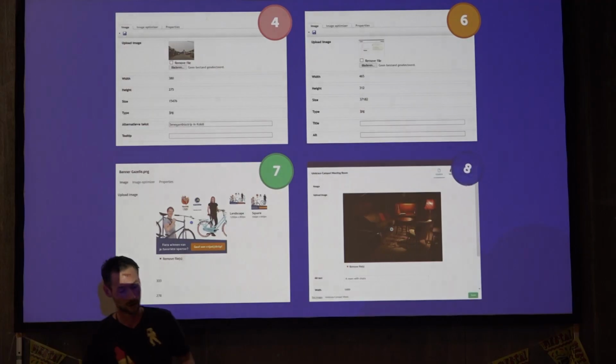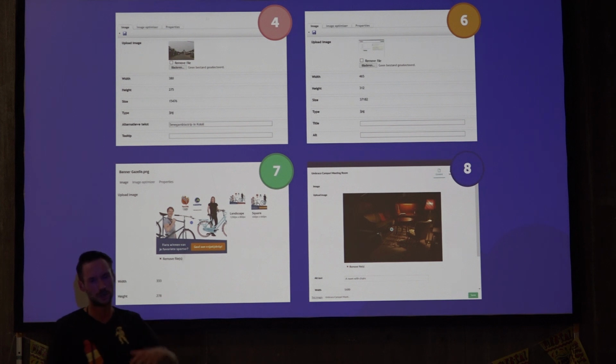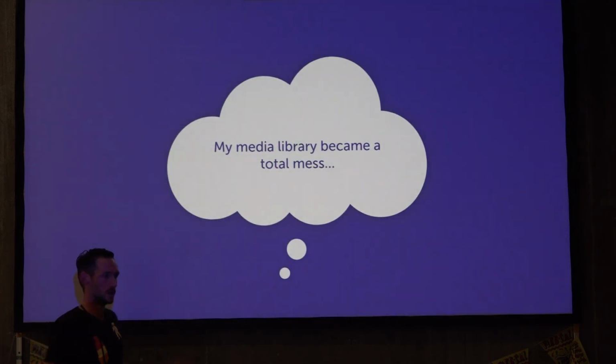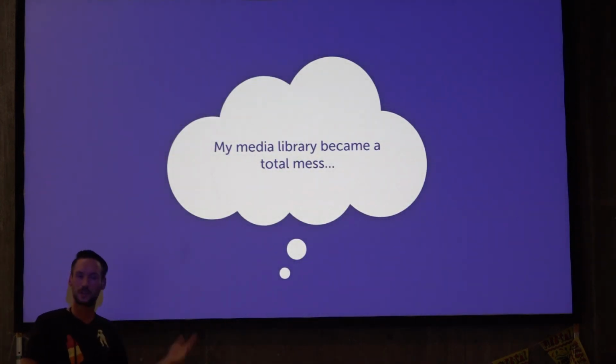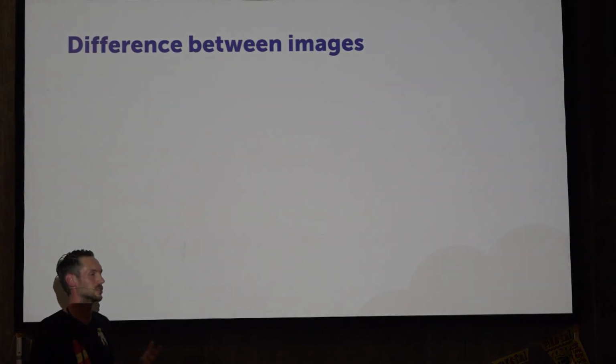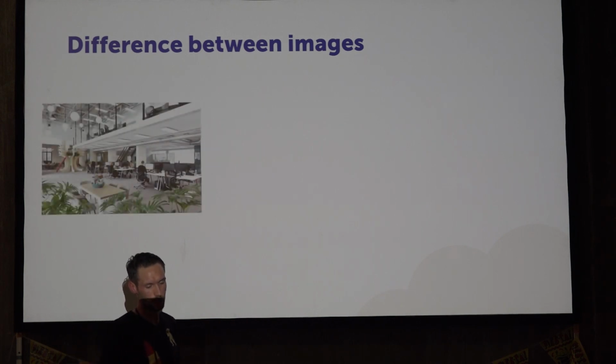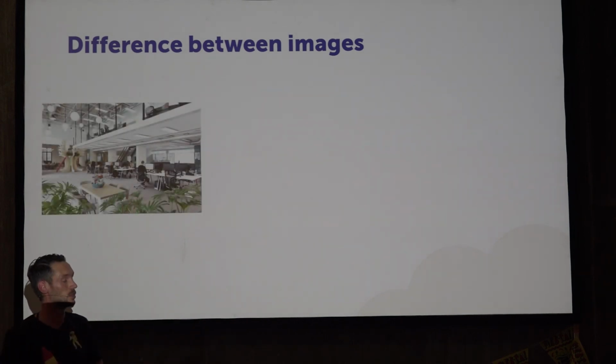Because if you look to the different versions of Umbraco, you will see nothing really changed. They changed the zoom level a bit, but for the rest, nothing changed in the media section from an end client perspective. Most heard is my media library became a total mess. And in my opinion, there are differences between images. Not each image is the same as another. For example, if you look to this image, this is one of our office, and it was made by a professional photographer. This is something that should be in the media library.